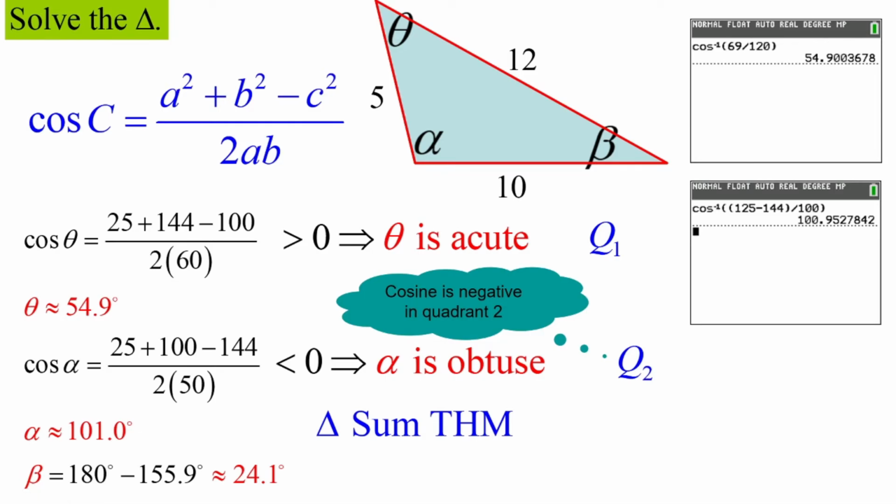And, you know, if you have them written off to the side, labeled like that, that's great. Personally, I always like to put the stuff into my diagram. So theta up here was 54.9 degrees. Alpha was 101 degrees. And beta was over here, the acute angle, and that's 24.1 degrees. And there you go. That triangle has been solved.